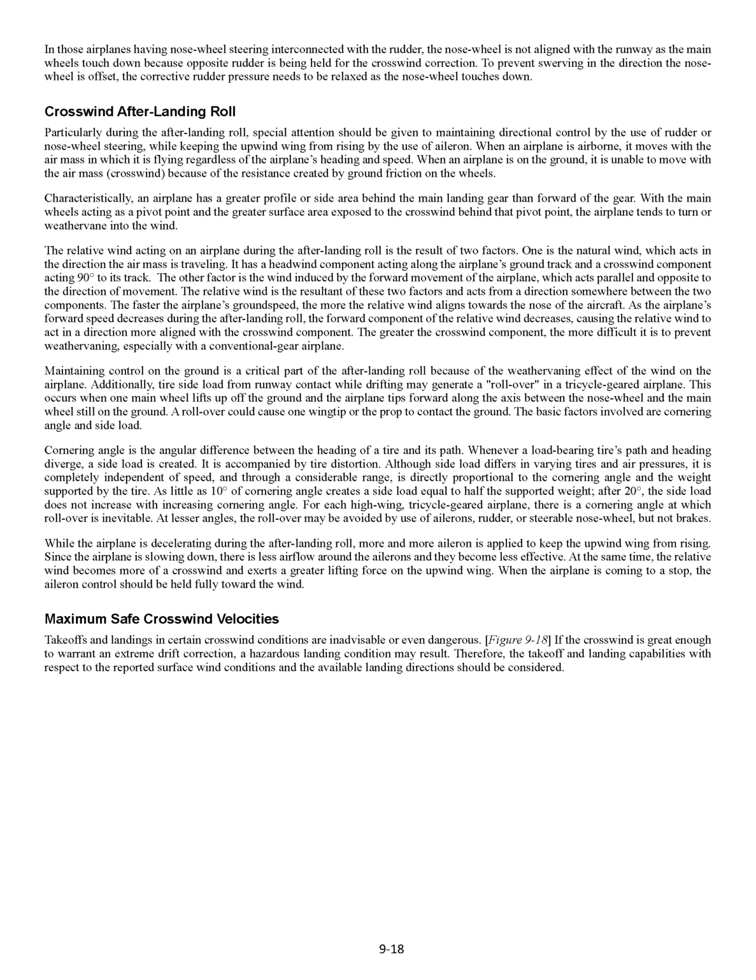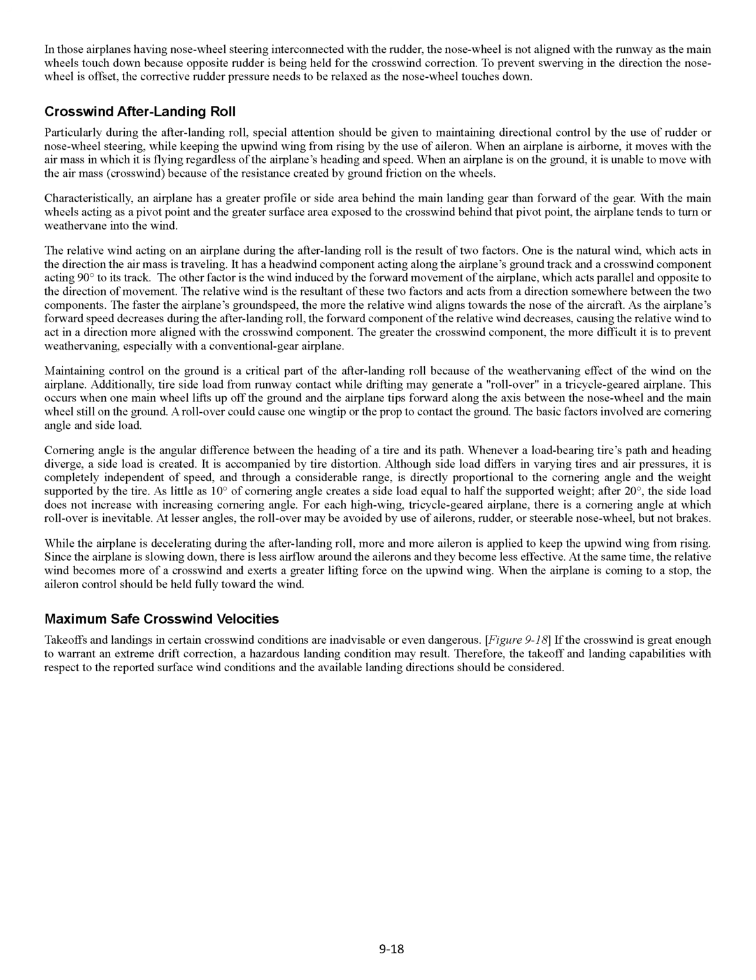The faster the airplane's ground speed, the more the relative wind aligns towards the nose of the aircraft. As the airplane's forward speed decreases during the after-landing roll, the forward component of the relative wind decreases, causing the relative wind to act in a direction more aligned with the crosswind component. The greater the crosswind component, the more difficult it is to prevent weather vanning, especially with a conventional gear airplane. Maintaining control on the ground is a critical part of the after-landing roll because of the weather vanning effect of the wind on the airplane.